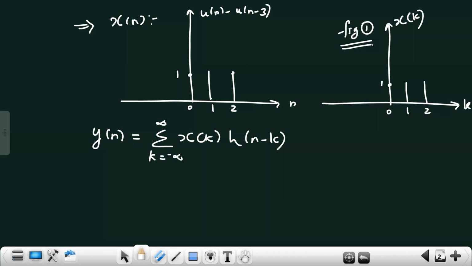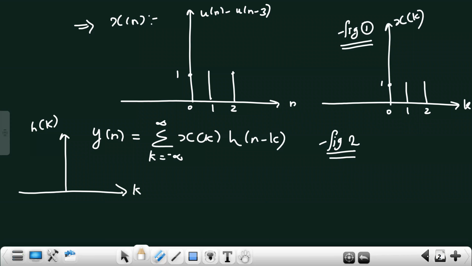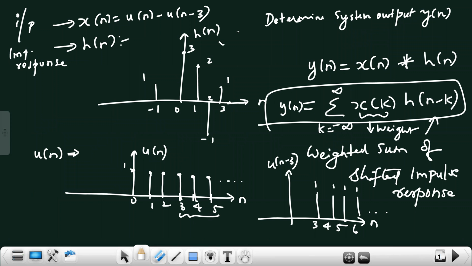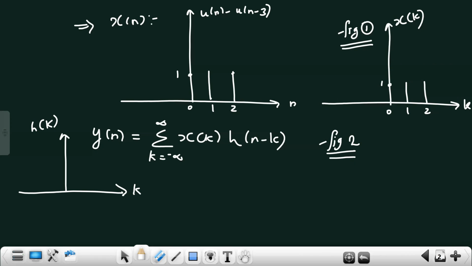Okay. Now what is figure 2? Figure 2 is h of n minus k. So to plot h of n minus k, you need to plot h of k first. How will you plot h of k? Simply by replacing n with k, because you already have plotted h of n in the previous slide. This is your h of n. So in order to plot h of k, simply replace the x-axis with k and the y-axis with h of k. So try to plot h of k, all of you.